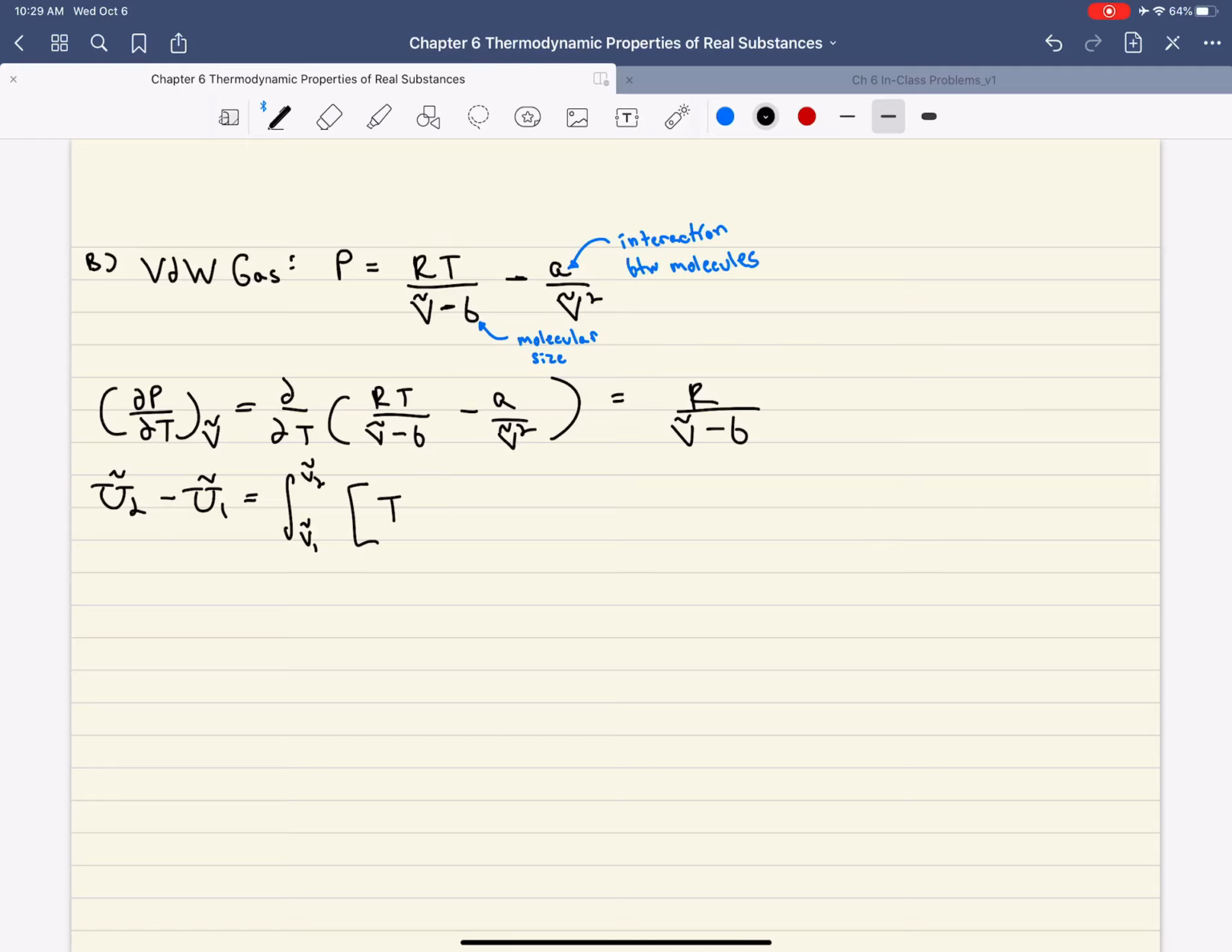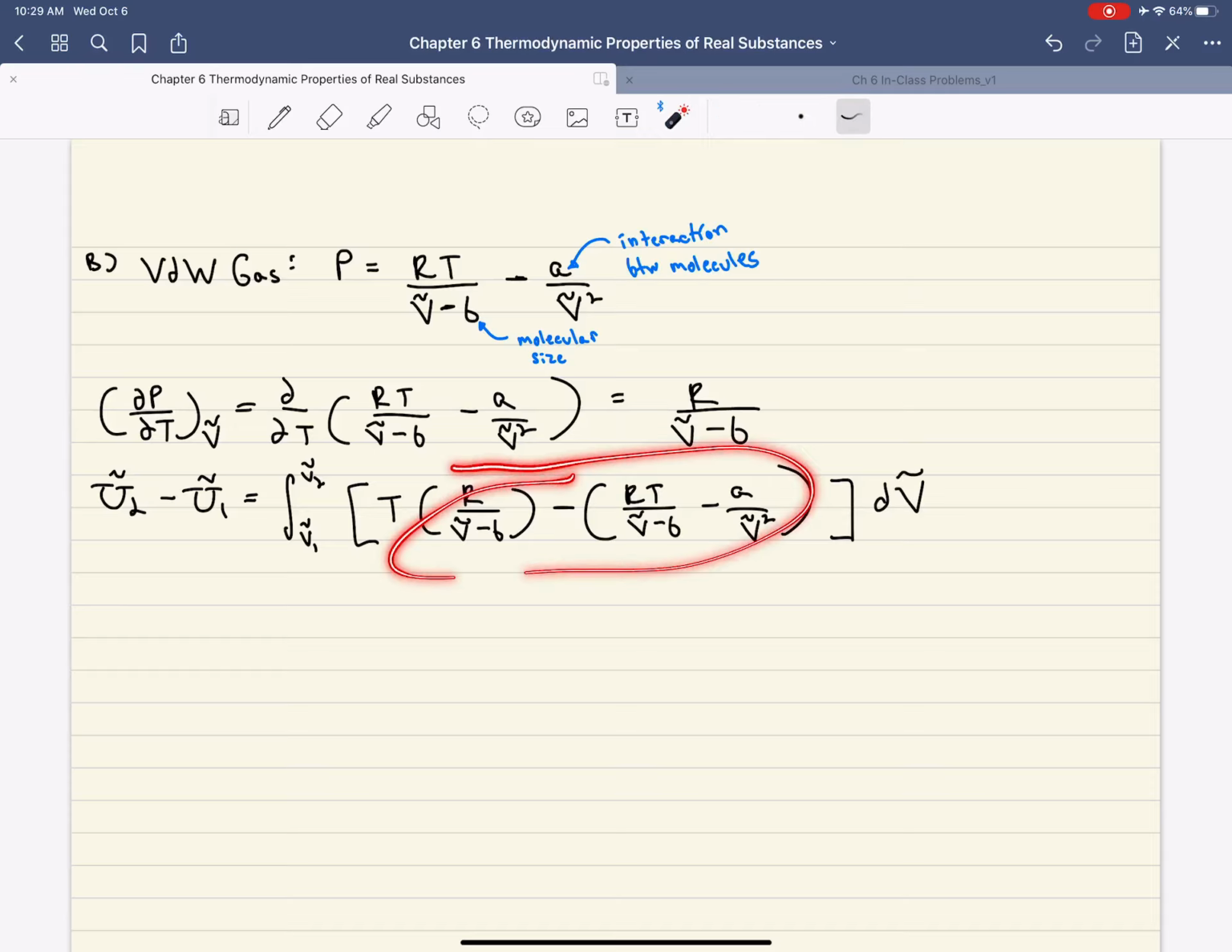So here we had T times this partial derivative. So it's just going to be RV minus B. And then we're subtracting off pressure, which we know is this. Okay? All right. And so in this form, these terms are going to cancel out with one another. And so what we're going to be left with is this.